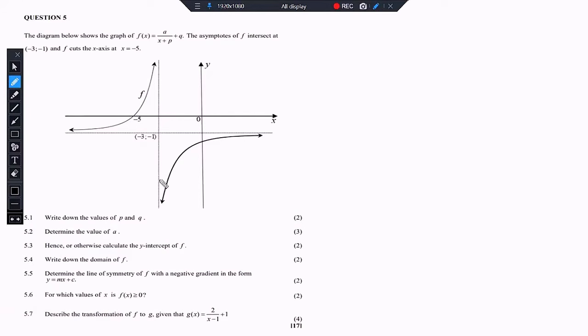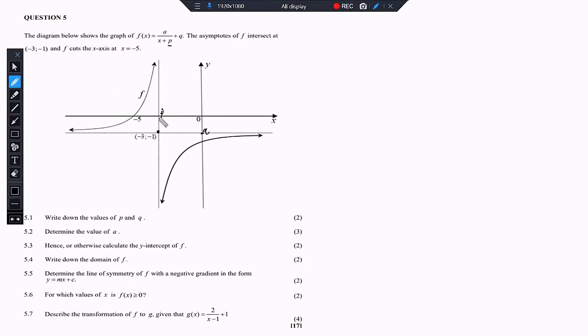So that means we can visibly see the values for p and q. We know that p should represent the vertical asymptote, and q should represent the horizontal asymptote. So how are we supposed to find that one? According to this, we are given x plus p, and looking at this coordinate here, (-3; -1) represents our asymptotes, as we are being told here: the asymptotes of f intersect at (-3; -1).